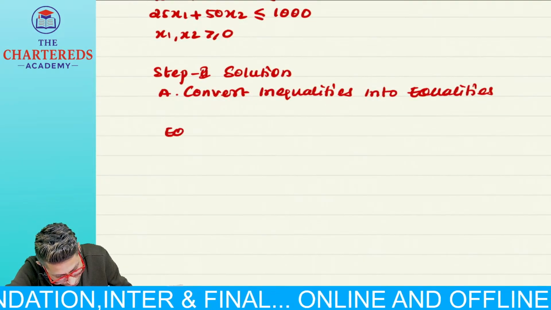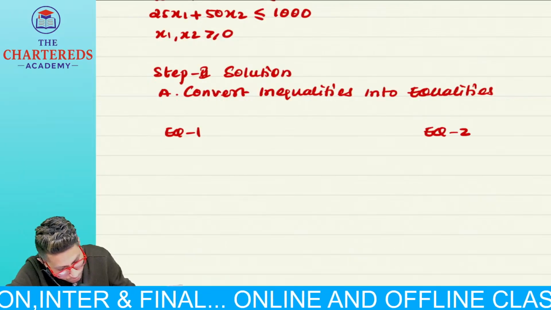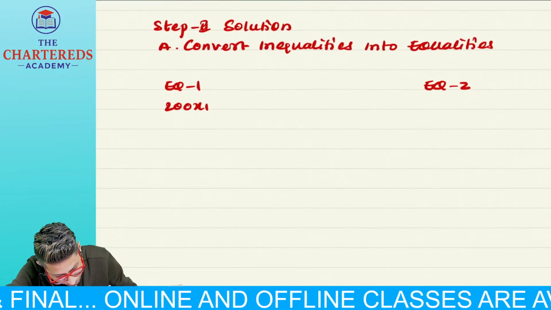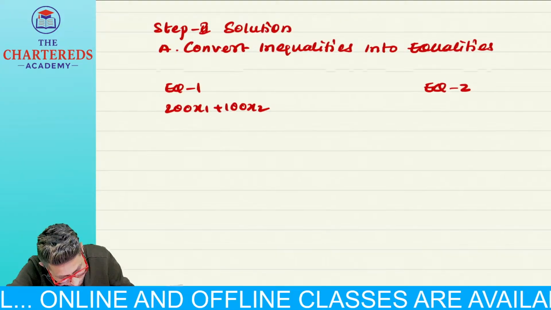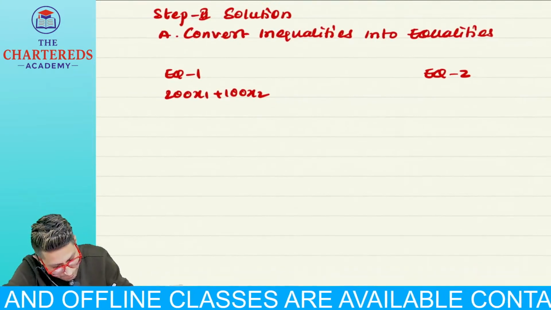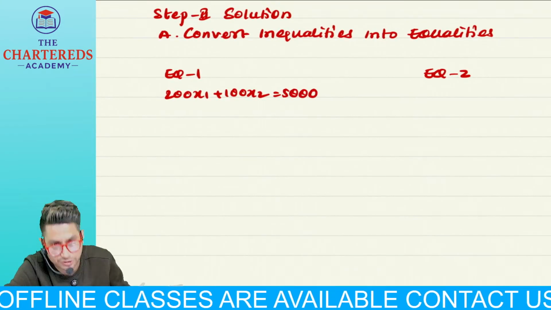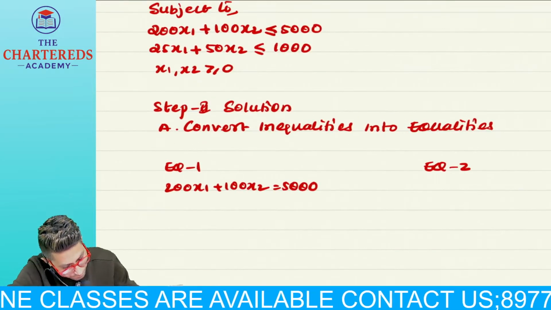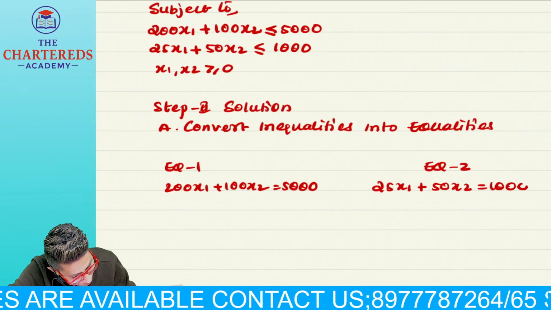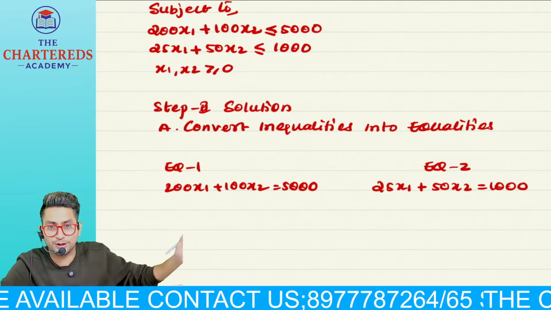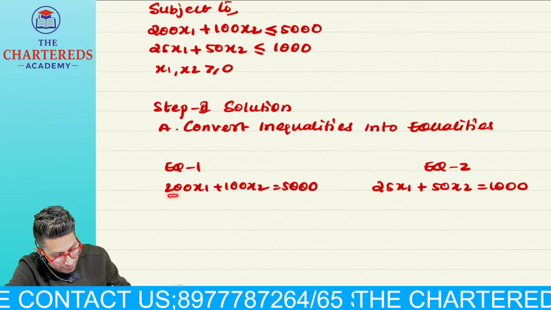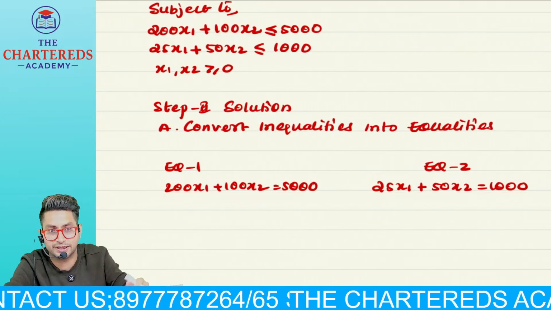So here, equation 1 and equation 2. What is the first equation? 200x1 plus 100x2. Should I write less than or equal to 5,000, or equal to 5,000? Equal to 5,000. This is the first equation. Then we have 25x1 plus 50x2 is equal to 1,000. In the simplex method, a lot of calculations are needed to convert inequalities into equalities, but in the graphical method, we do it just by writing equals to.